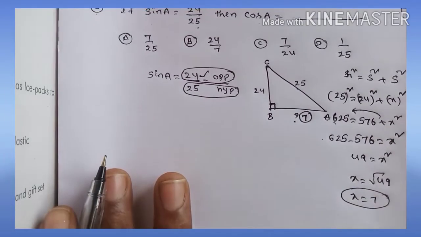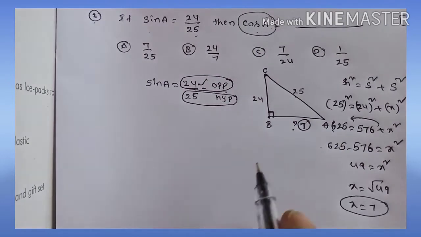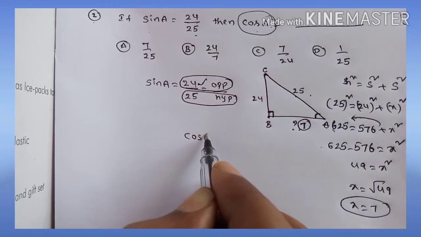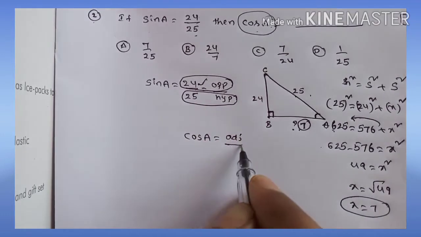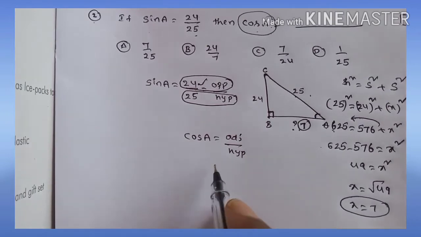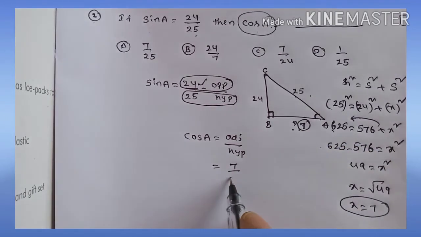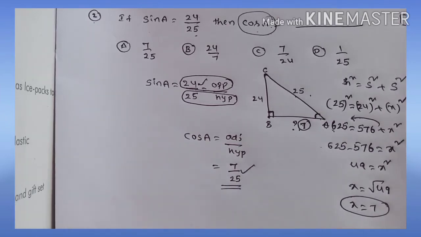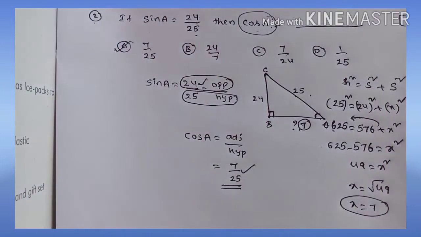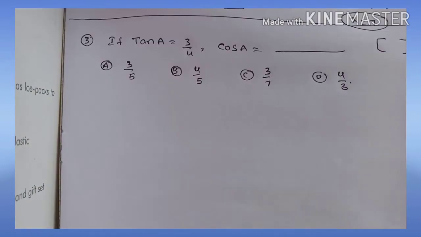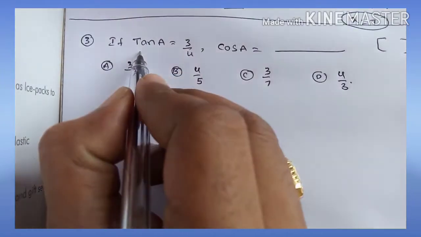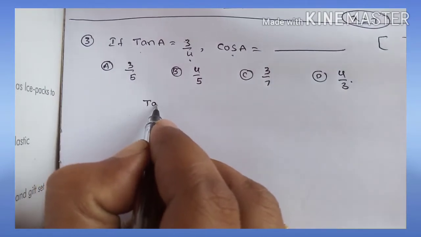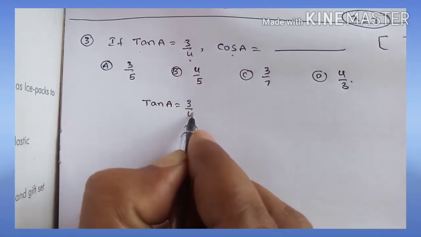In the question, he asked to find out cos A. The cos A formula is adjacent by hypotenuse. Cos A is equal to adjacent side by hypotenuse. Adjacent value is 7, hypotenuse value is 25. So the result is 7 by 25. Option A is correct. Now the third one: tan A is equal to 3 by 4, then what is the value of cos A? We know tan A is given in the problem as 3 by 4.